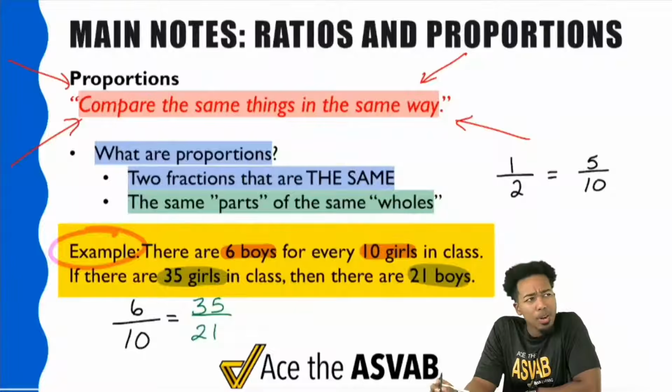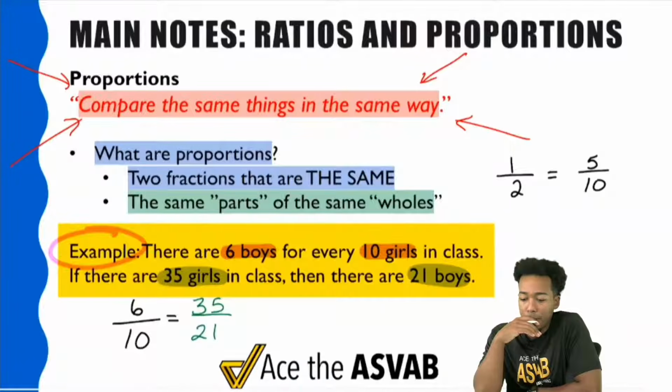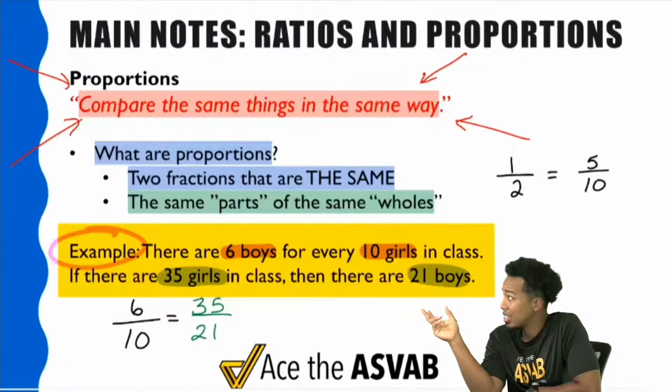When I say compare the same things in the same way, what are the things that we're talking about in this problem? Right, we're comparing boys and girls here. So we see that in the first sentence, they talk about the ratio of boys to girls in class. And then in the second sentence, we're talking about the actual number of boys and girls.